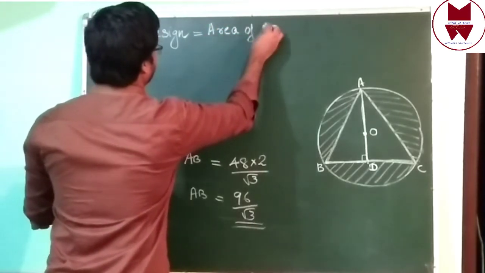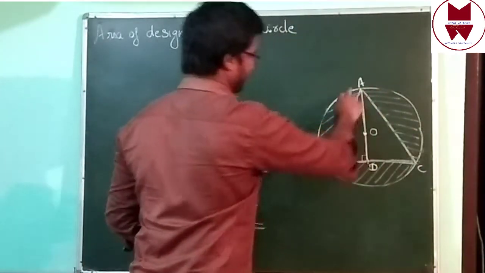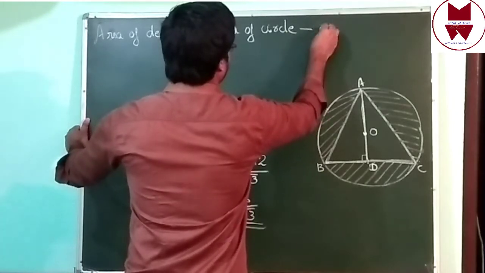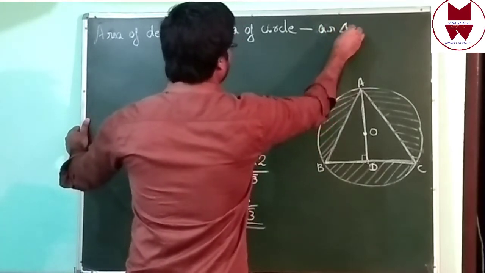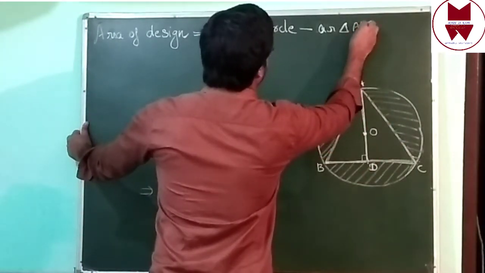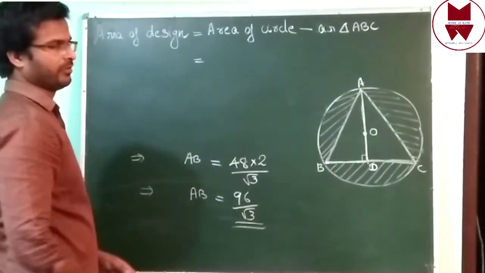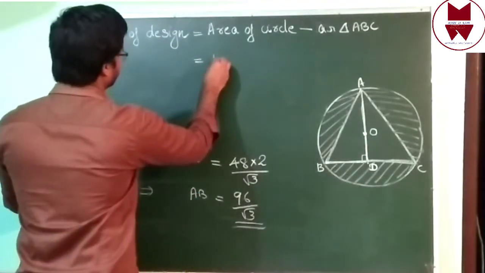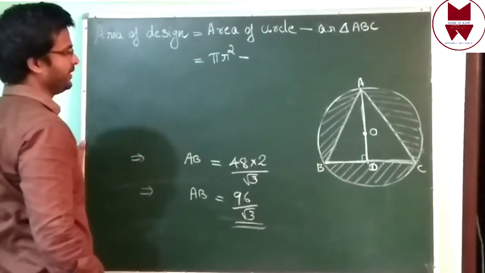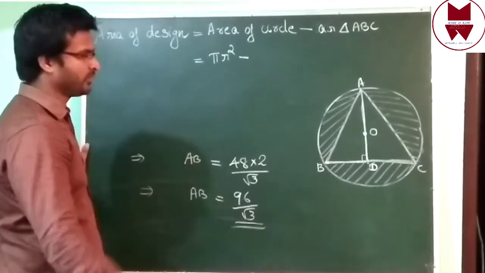Area of circle. First we will find out area of circle, then minus area of ABC. Area of circle is pi r square. Area of triangle ABC: this triangle is an equilateral triangle. Which formula can we use?